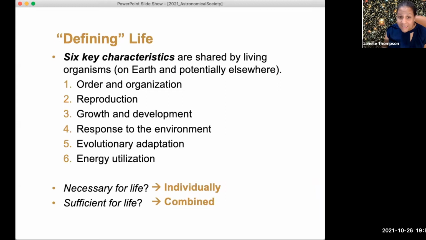Okay, so we've seen these 6 key characteristics that are shared by living organisms. And it's thought that these would be shared not only by living organisms on Earth, but also elsewhere. So we saw order and organization, reproduction, growth and development, response to the environment, adaptation, and energy utilization. And so these are necessary for life individually, and then in a combination, they would be sufficient for life.